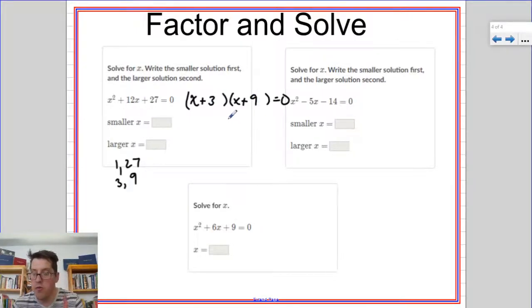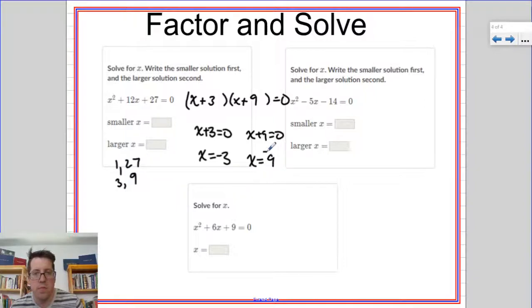But those aren't the answers. The answers come from solving. How can I make x plus 3 equal to 0? If x equals -3. How can I make x plus 9 equal to 0? If x equals -9. So the smaller x value is -9, and the larger x value is -3. Okay, pause the video and give this problem to the right a try.